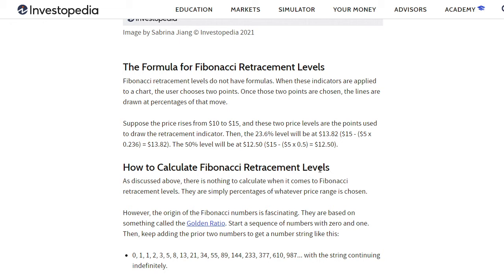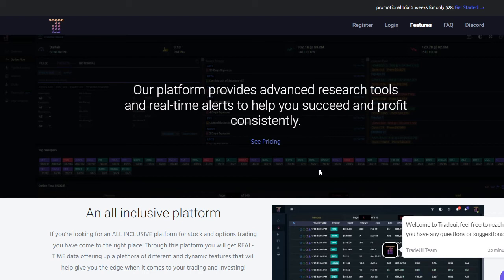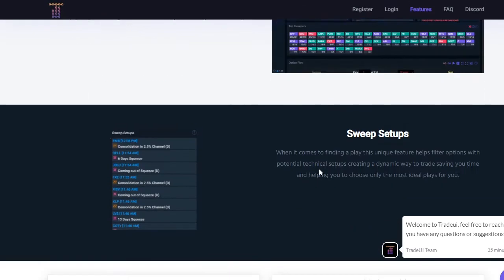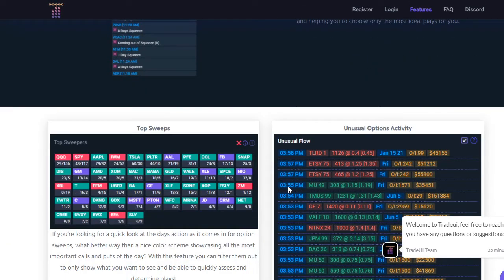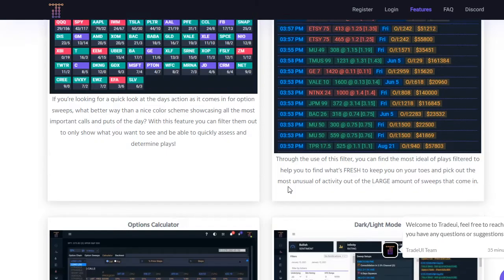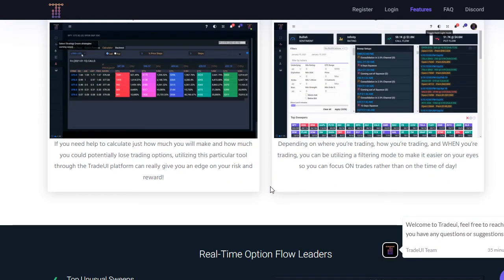So it's very important that you watch these levels, but you also tie in some other indicators to help you. And we're going to hop right into it here with TradeUI. TradeUI actually gives you a lot of other different tools that you can use: sweep setups, unusual options activity. If you're not familiar with option flow, check out the website below to learn a little bit more about it.